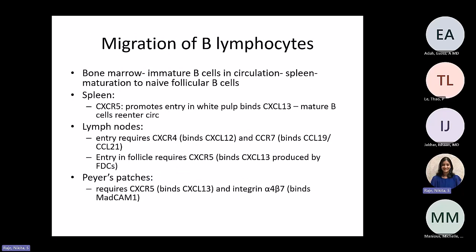B cells go from bone marrow to the circulation, to the spleen or other secondary lymphoid organs. So again, in the spleen, they'll use CXCR5 that helps them to move towards the B cell follicles where CXCL13 is produced. For the lymph nodes, we know that they express CXCR4 that binds to CXCL12 and CCR7 that binds to CCL19 and CCL21. Follicle entry requires CXCR5 that binds to CXCL13. And then Peyer's patches, again, similar kind of interaction.